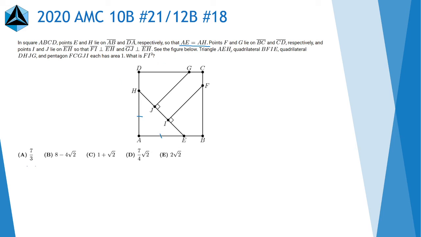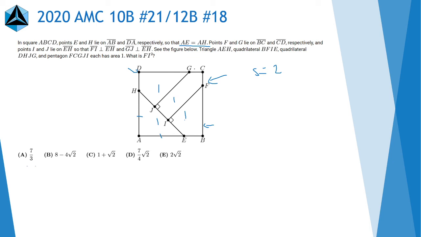So see the figure below: triangle AEH, quadrilateral BFIE, which is this one right here, quadrilateral DHJG, which is this one right here, and pentagon FCGJI, which is this one right here, all have area 1. First of all, let's just note that since these four figures have area 1, the total area is 4, so the side length is 2. S equals 2. So we want to find FI squared.